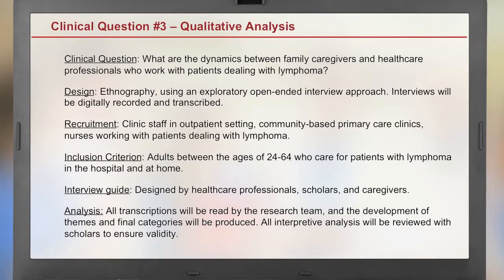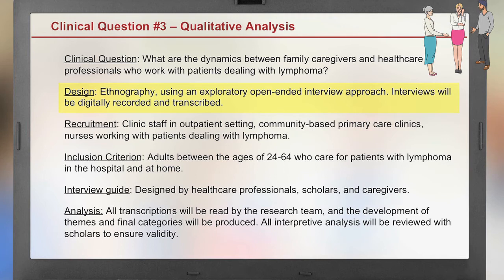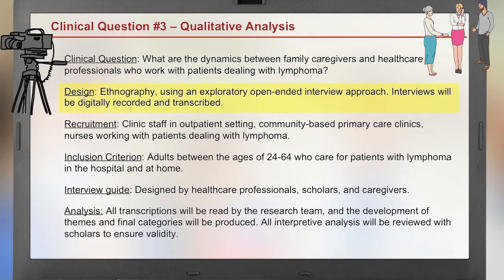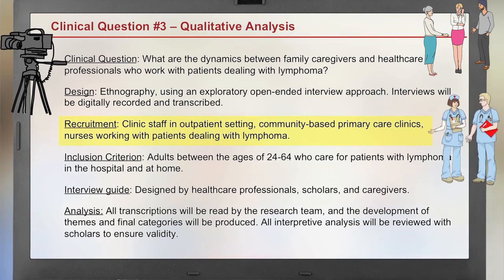In Module 2, our third clinical question focused on caregivers' experiences and collaborations when treating patients with lymphoma. We will use an ethnographic approach with exploratory open-ended interviews, digitally recorded and later transcribed. We will recruit clinical staff in an outpatient setting in community-based primary care clinics and nurses working with patients diagnosed with lymphoma. The main inclusion criteria will be adults between the age of 24 to 64 who care for patients with lymphoma in the hospital and at home.